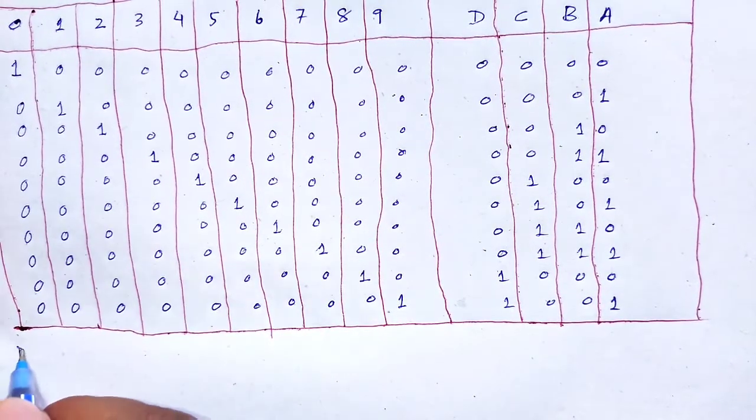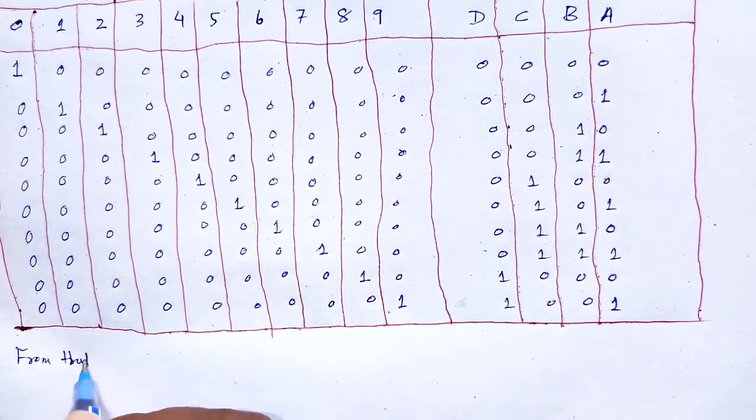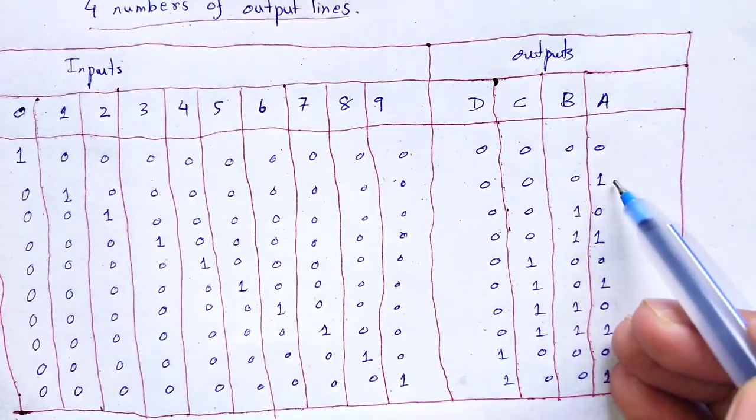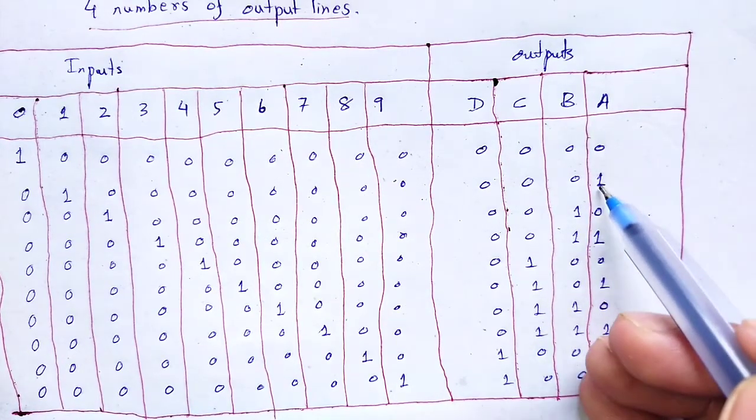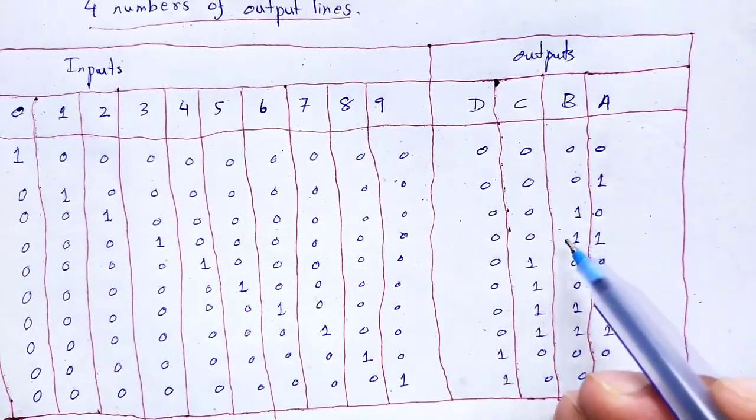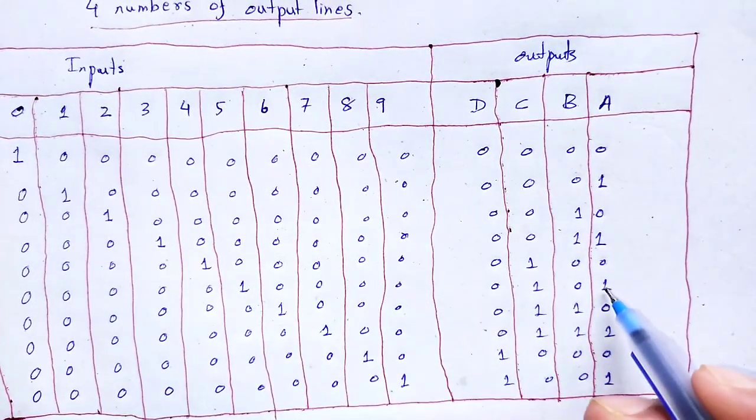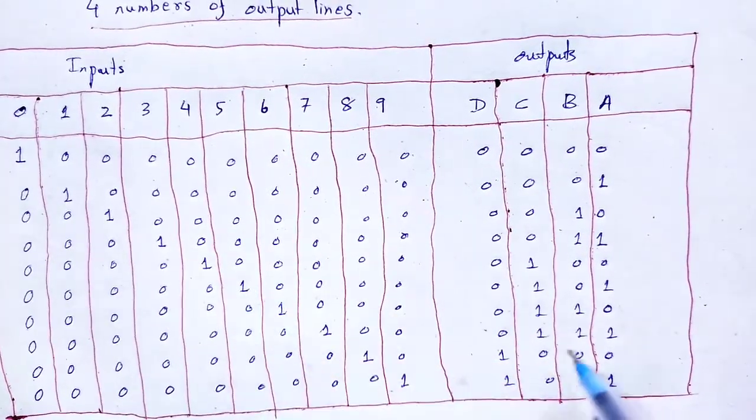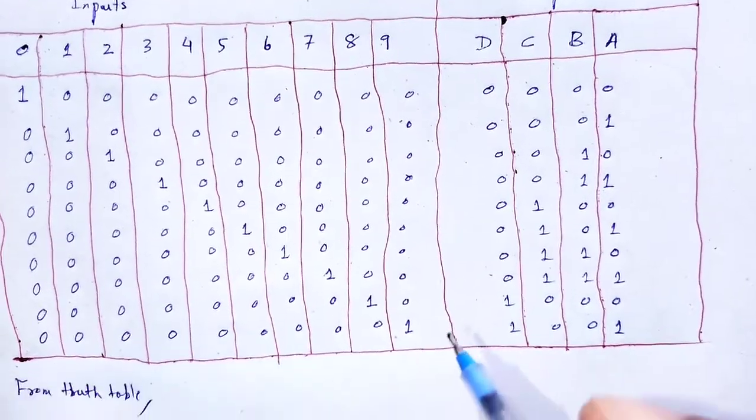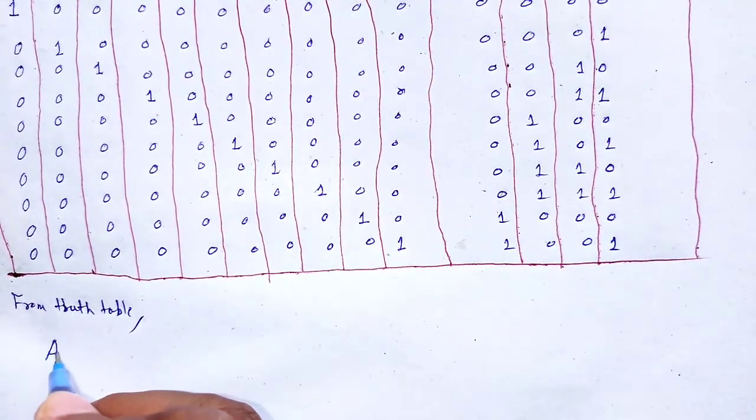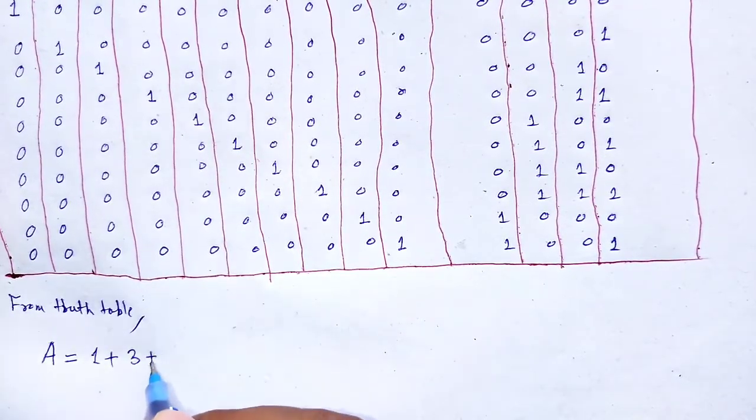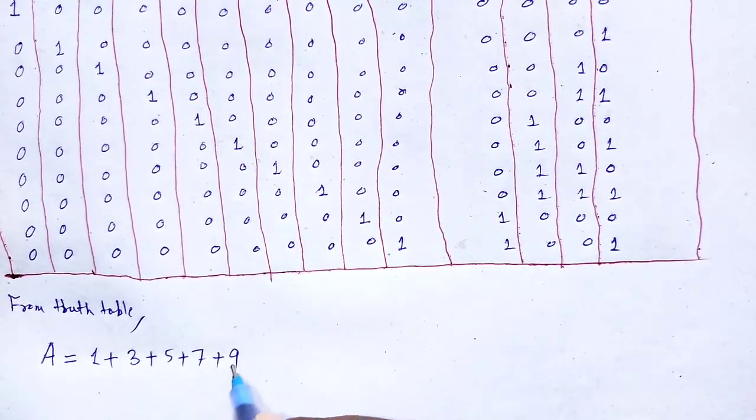From the truth table, output A is high. High means 1 value, and the possible inputs are 1, next 3, next 5, next 7, next 9. So A is high for 1, 3, 5, 7, 9.